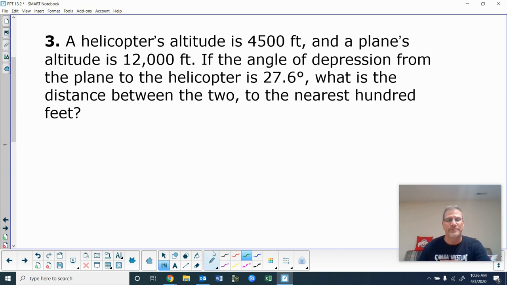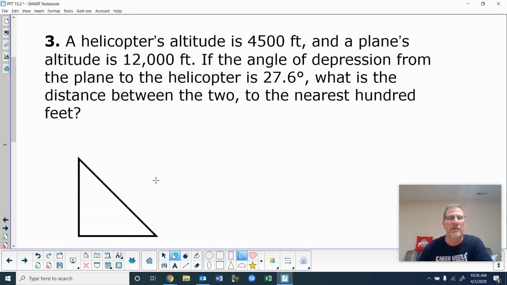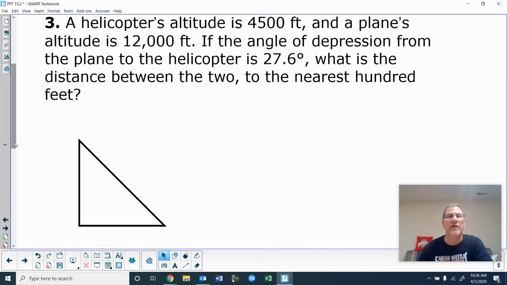Okay, for this one, we need to draw a right triangle. All right, so here's a right triangle. Okay. And I'm going to say P for plane and H for helicopter. Remember, that's a right angle here. That's 90 degrees.